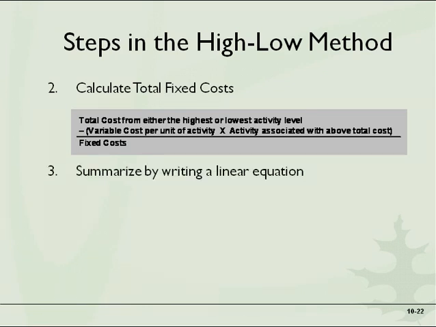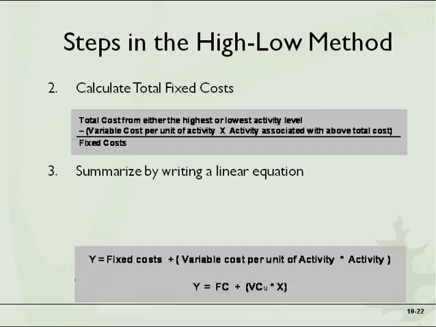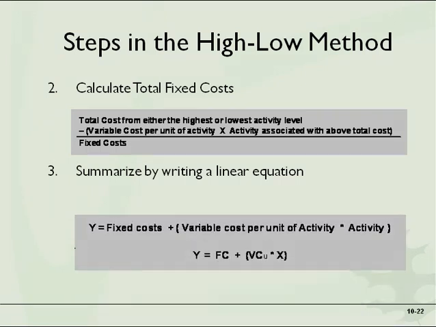And then we would summarize what we've found by writing a linear equation. And we would come up with the dependent variable, or y, will be equal to the fixed cost plus the variable cost per unit of activity times the activity.